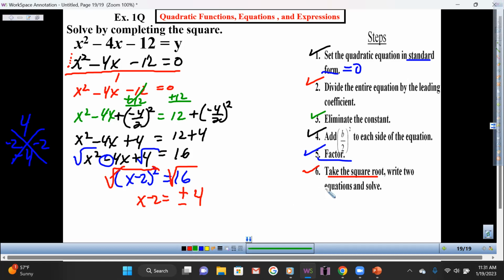Next, we still need to solve for x. I wrote this out of order, but it's right here. Solve for x. Continue, Christopher. What do I do to solve for x? Add 2, add 2. We end up with x equals 2 plus minus 4. And last but not least, we need to write 2 equations. X sub 1 and x sub 2.